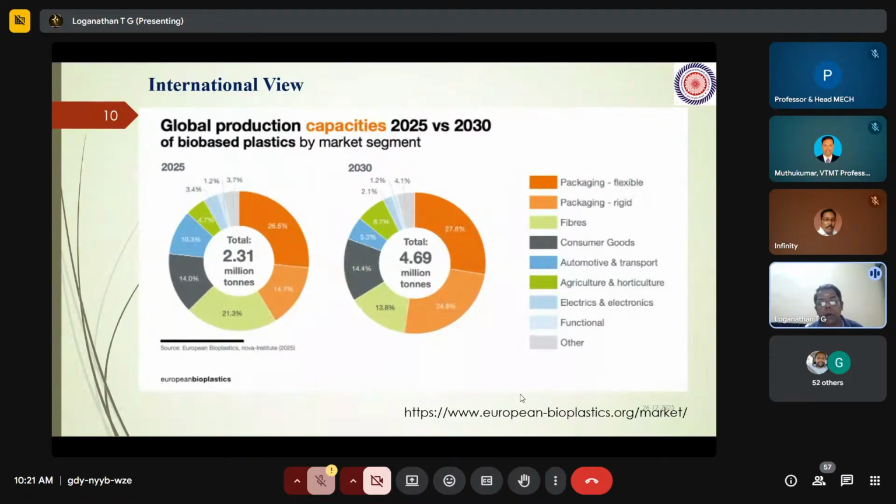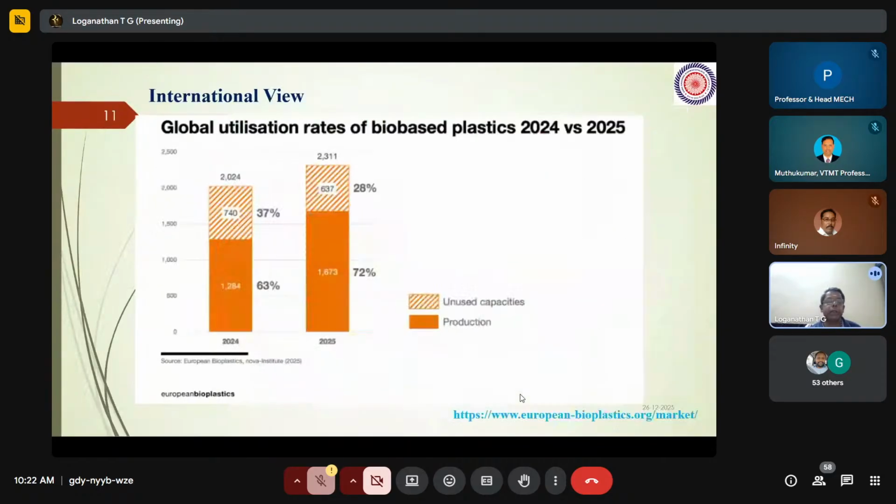So if you are planning your research on resin extraction, and you are in a position to extract some resin, you can do chemical analysis, durability studies, and other work in collaboration with the chemistry department, and you can even file a patent in this particular domain. That is the advantage when you are working on newer materials. And coming back to the utilization rate, last year the bioplastics utilization was around 63%, right? Out of the production, around 60% was used, and around 37% was unused.